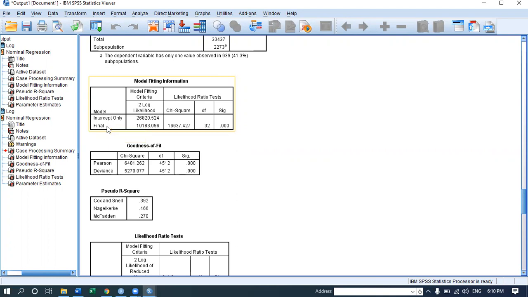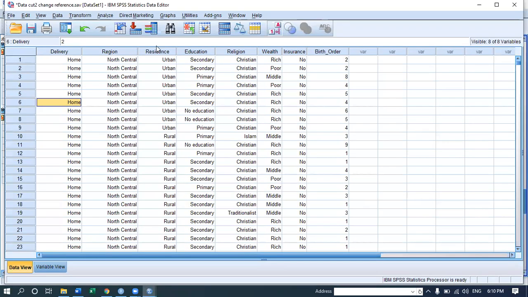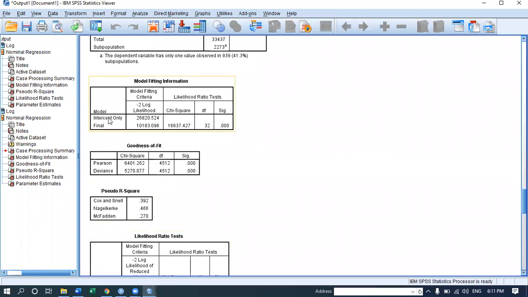Now, why are we comparing them? We want to know if after you added the independent variables in the final model, it improves. When I talk about independent variables, I'm talking about our variables of interest here, which are what? Region, residence, education, religion, wealth, insurance, birth order. So these are our independent variables. So I don't need to come back to this. Whenever I say independent variables, you know what I'm talking about. Whenever I say dependent variable, you know I'm talking about what? Delivery. So the first model has only the intercept. That means it has none of the independent variables. The second model, which is the final model, has both the intercept and the independent variables.